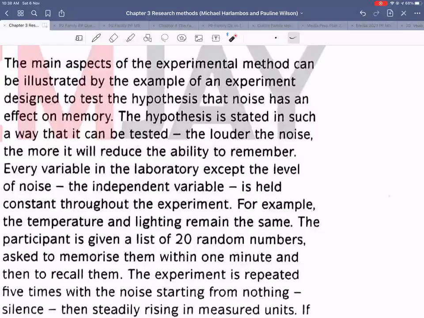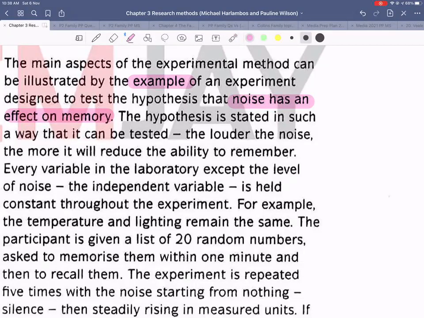The main aspects of the experimental method can be illustrated by the example of an experiment. Now, I've already given you an example. This is another example that we have over here. Example of an experiment designed to test the hypothesis that noise has an effect on memory. So what we're trying to figure out over here is that noise has an effect on memory, and this is an example. Let me highlight this as well. The hypothesis is stated in a way that it can be tested. The louder the noise, the more it will reduce the ability to remember something.